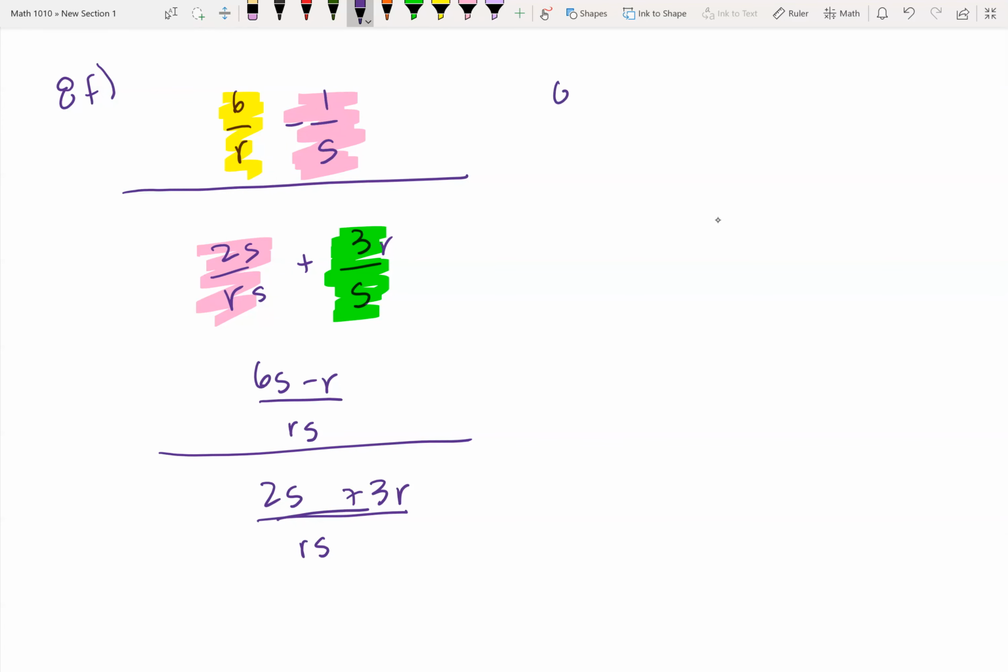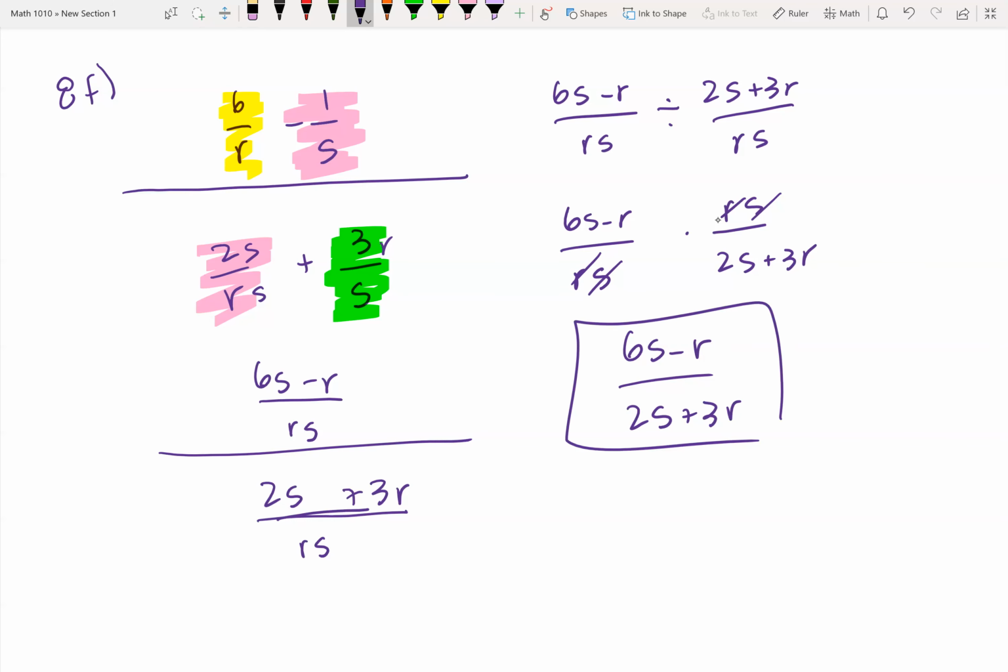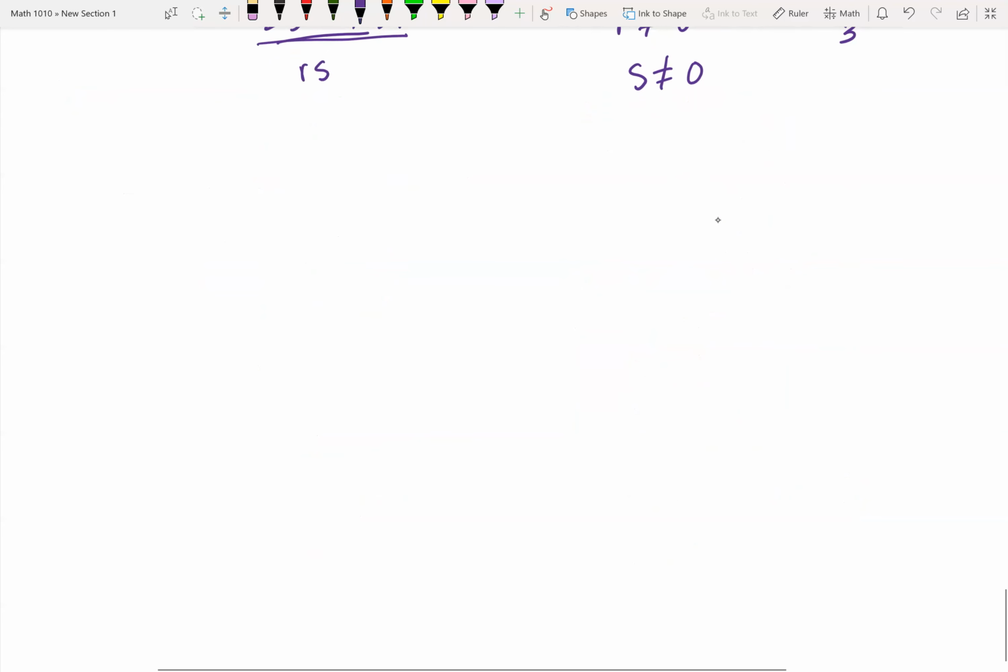Now I'm ready to write it as a division symbol. So 6s minus r over rs divided by 2s plus 3r over rs. Make it a multiplication and flip the second guy upside down. This r cancels with that one, that s with that one. So I have 6s minus r over 2s plus 3r, and nothing can cancel. Okay? Restrictions, look at the denominator. r can't be 0, s can't be 0, and right here, r cannot be equal to negative 25 over 3. Okay? That was 8.